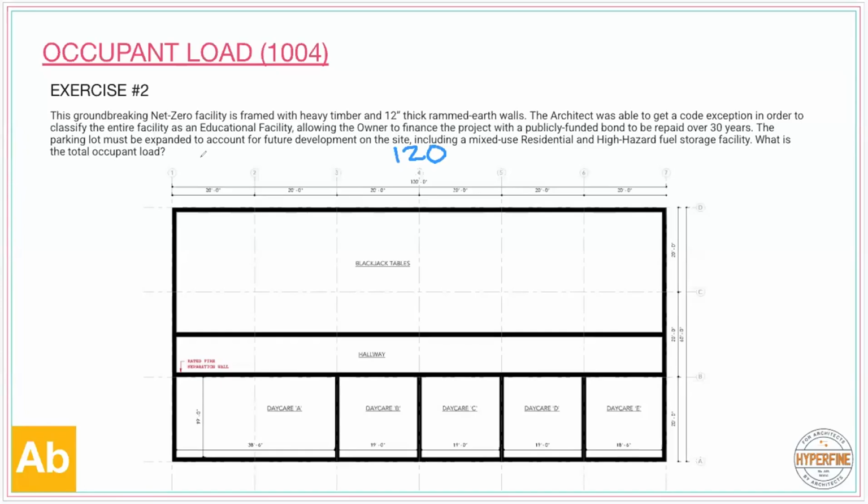It's 120 wide by 60 tall. The walls are 12 inches thick. The daycare on the left is 38.5 by 19. The 3 daycares in the middle are 19 by 19. And the 1 daycare on the right is 18.5 by 19. All right, let's do 45 more seconds.